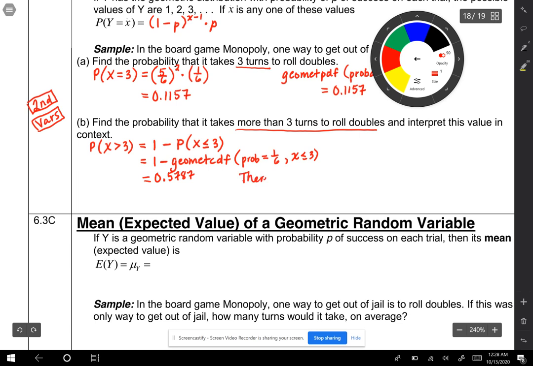And so let's interpret this. There is a 57.87% chance that it will take more than 3 turns to roll doubles.